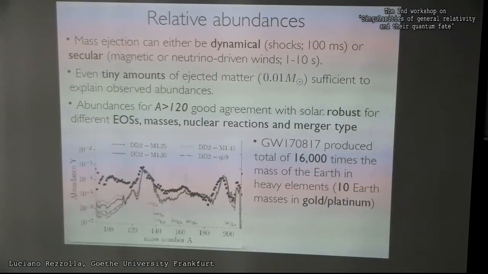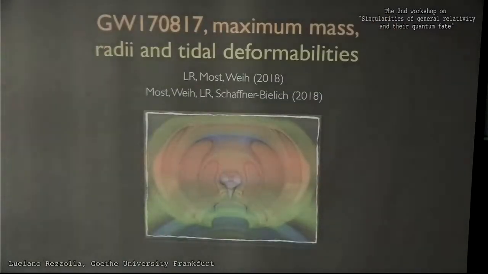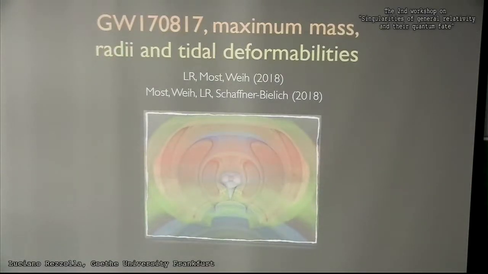If you want to have a mind-blowing thought, this event, GW170817, produced 16,000 times the mass of the Earth in heavy elements. And just in gold, there are 10 planets of Earth, just in gold. Just imagine. Of course, they are not in planets. They are distributed everywhere. Another mind-blowing idea is that, when I was a student in astronomy, I was told, you are sons of the stars because of supernova explosions. Now, you have to think again and think we're not just sons of the stars, or stellar dust, but actually neutron star dust.